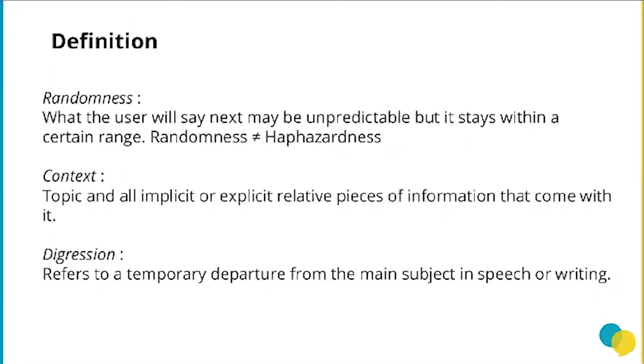And digression refers to a temporary departure from the main subject. That means if you're talking about something and you want to introduce something else, or say, by the way, and you talk about something completely unrelated to the main topic, there are many things to take into account for this.